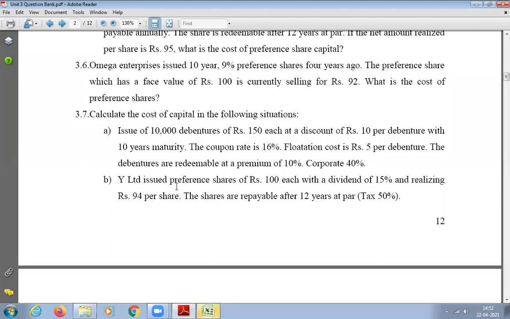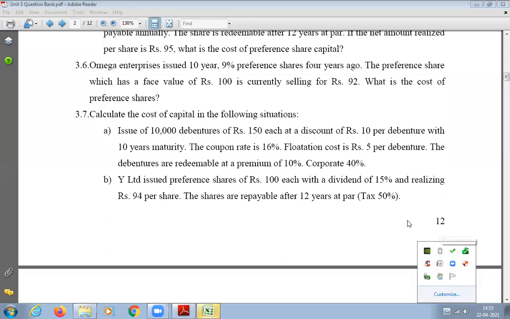Calculate the cost of capital in the following situations. Issue of 10,000 debentures of rupees 150 each at a discount of rupees 10 per debenture with 10 years maturity. The coupon rate is 16%. The flotation cost is rupees 5 per debenture. The debentures are redeemed at a premium of 10%. Corporate tax is 40%.